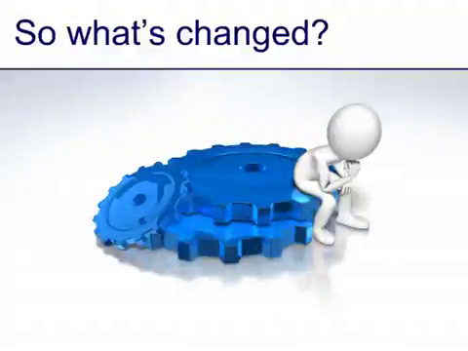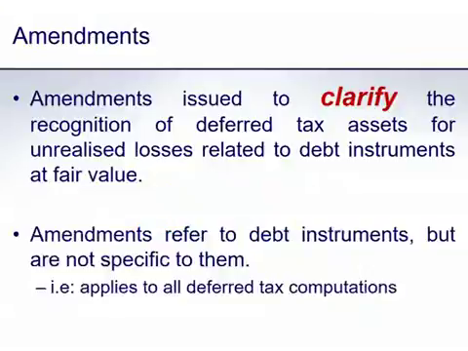So what's changed as a result of the amendments? There were basically 3 amendments to IAS 12, and each one dealt with a slightly different aspect relating to the principles that we've already discussed. The amendments were issued to clarify the recognition of deferred tax assets for unrealized losses relating to debt instruments at fair value. That's what prompted the discussion. And although the amendments refer to debt instruments, the amendments are not specific to debt instruments. In other words, the principles that have changed are applicable to any deferred tax computation to the extent relevant.